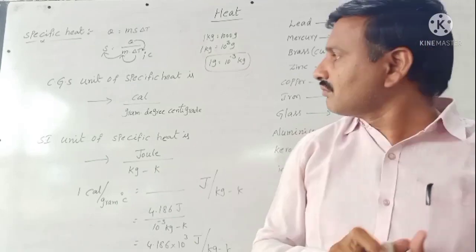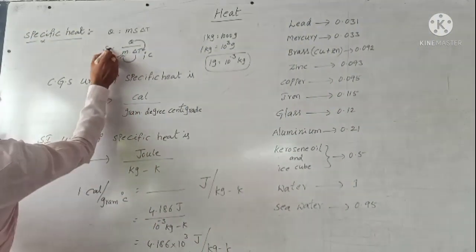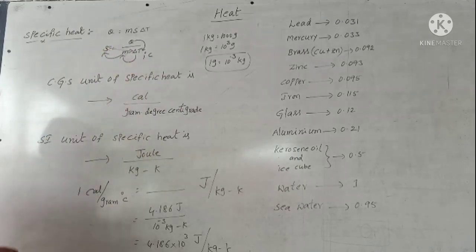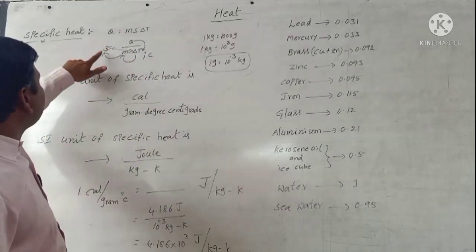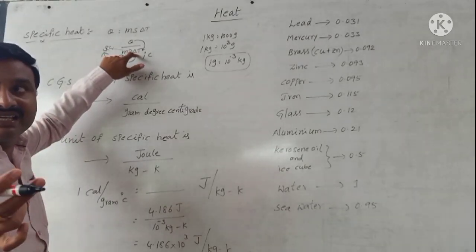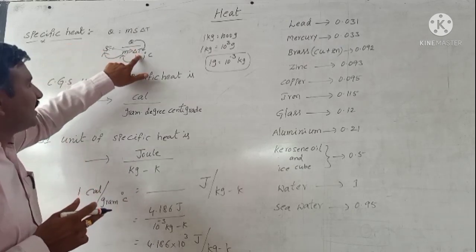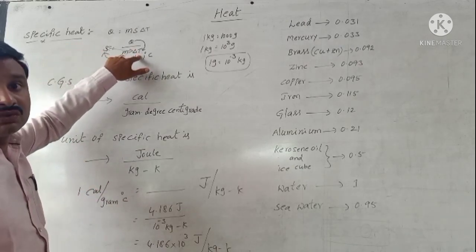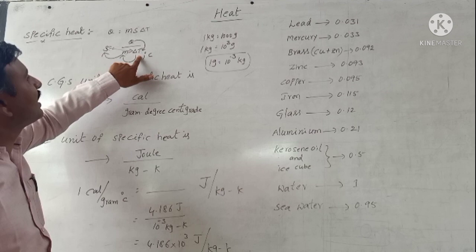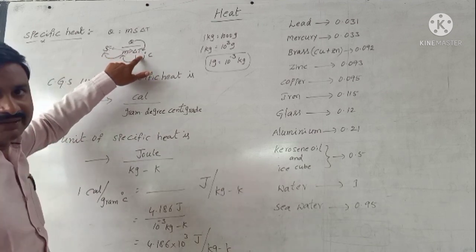Why? It is the formula. What is the relation between S and delta T? S and delta T are inversely proportional. Inversely proportional means when S rises, delta T is less. So the substance having less specific heat absorbs more heat.